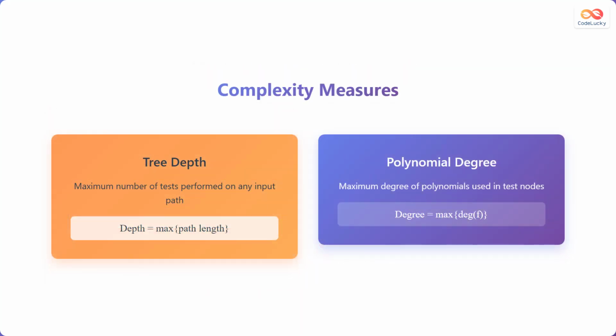Now let's discuss how we measure the complexity in this model. One measure is the tree depth, which is the maximum number of tests performed on any input path. Depth equals the maximum of the path length. Another measure is the polynomial degree, which is the maximum degree of polynomials used in the test nodes. Degree equals the maximum of the degree of f.